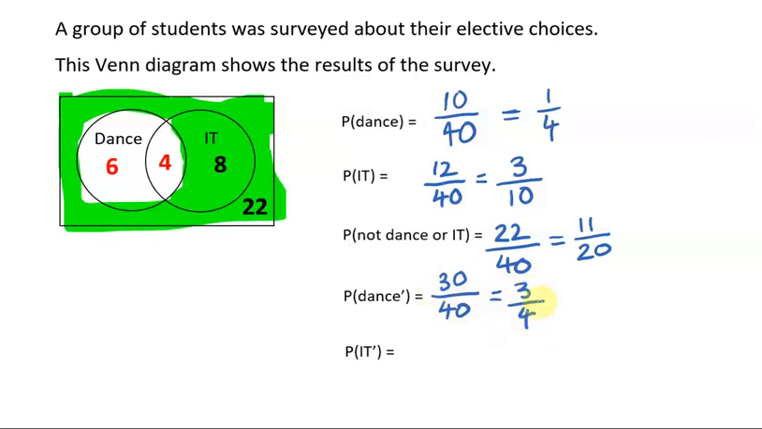Which makes sense because the probability that they do dance is 1/4. 1/4 plus 3/4 gives us a whole. And we know that our event and its complement always add up to 1. So 1/4 plus 3/4 adds up to 1.